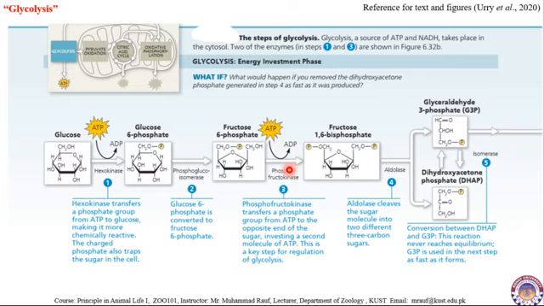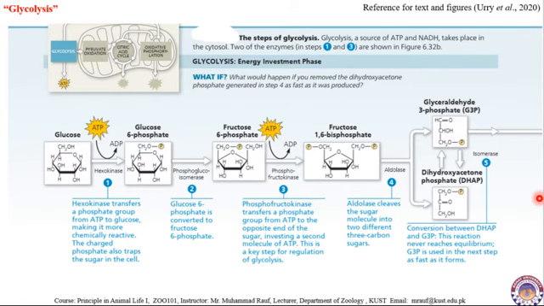Hexokinase uses ATP to phosphorylate glucose, increasing its energy potential. The second step is phosphoglucose isomerase. This enzyme converts glucose 6-phosphate to fructose 6-phosphate, and these two forms are referred to as isomers of one another.